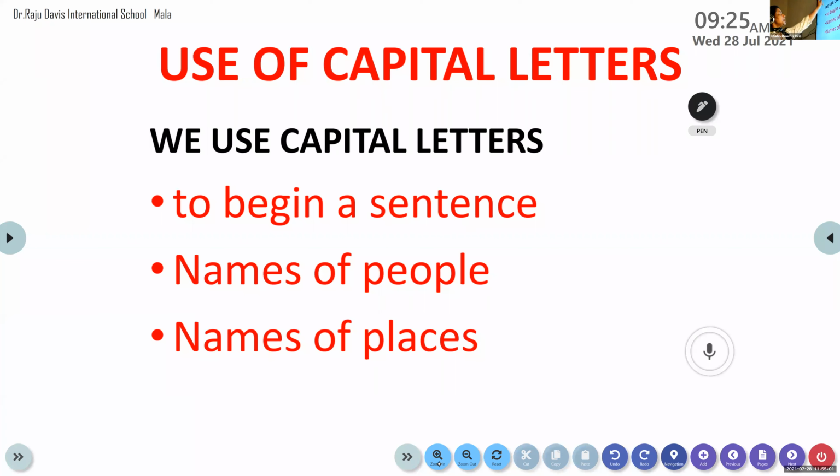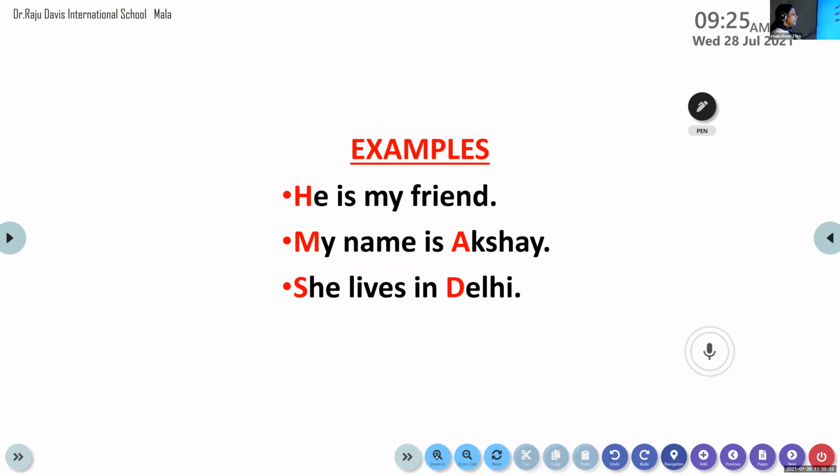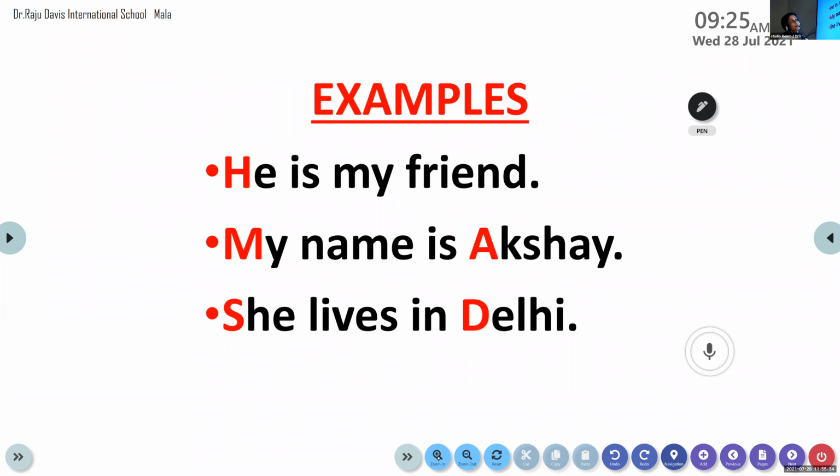Yes, we use capital letters not only to begin a sentence, but also when we use names of people and names of places. When we see the name of a person or a place, we have to begin with a capital letter. So I hope it's understood. Now let's move on to a few examples. All of you, please have a look at it.